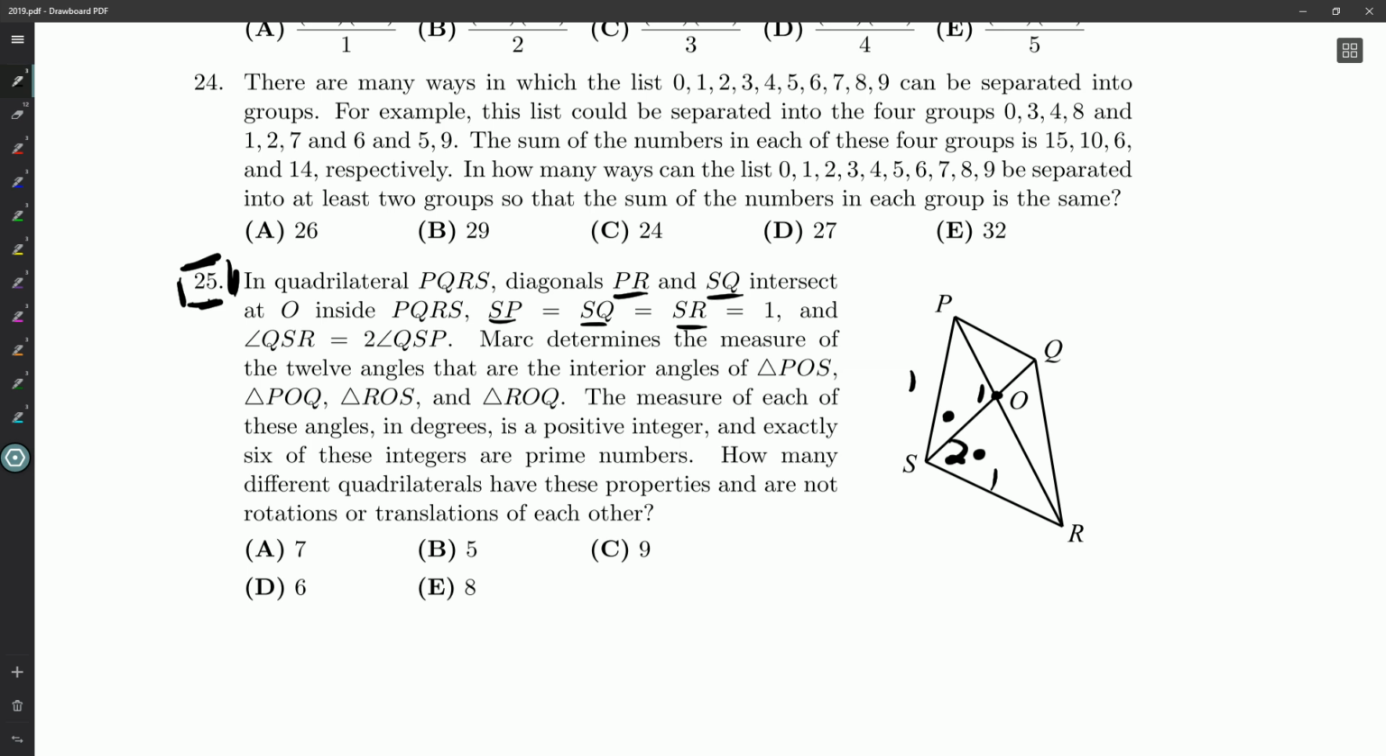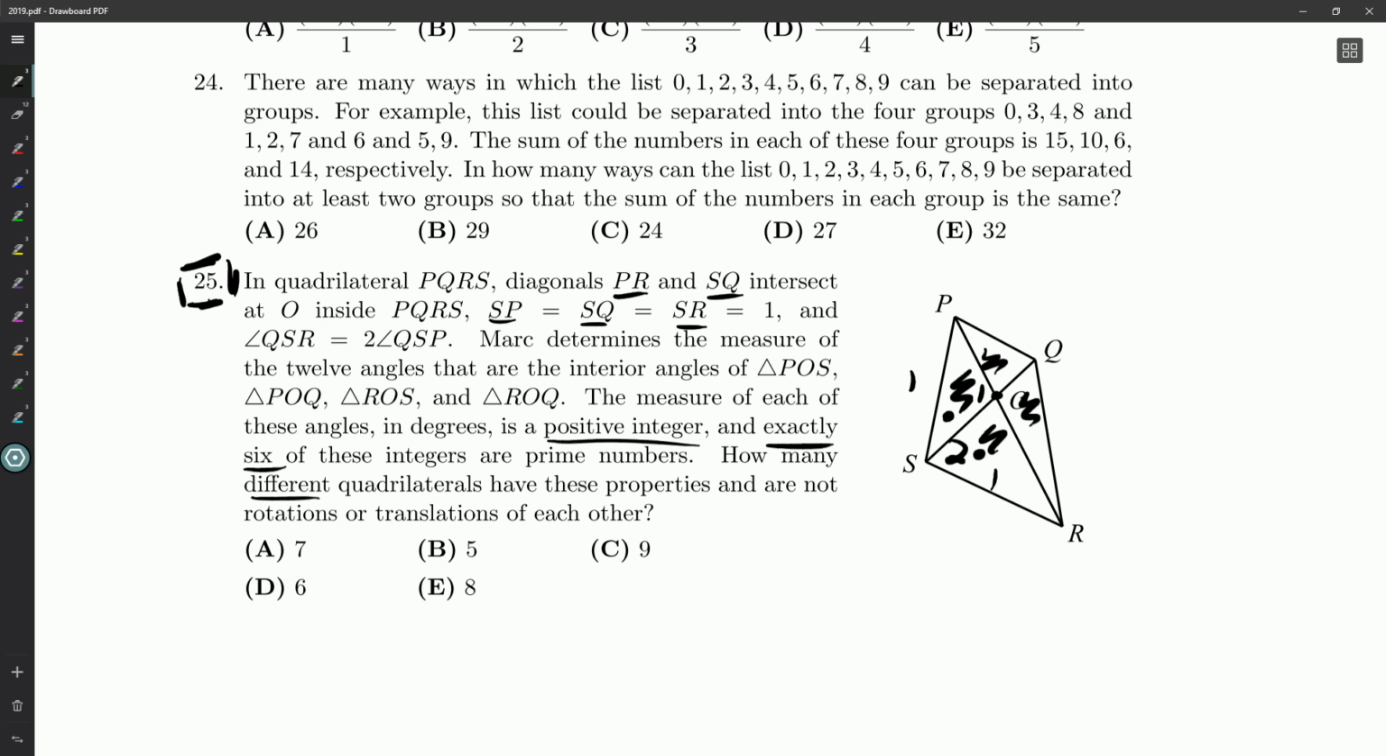Mark determines the measure of the 12 angles that are the interior angles of each of these triangles, all the ones involving O. The measure of each of these angles in degrees is a positive integer. Okay, no fractions, no irrationals, nothing. That's fine. And exactly 6 of them are prime numbers. Well, that's interesting. You don't really see prime numbers in geometry a whole lot. That's just angles, I guess. How many different quadrilaterals have these properties and are not rotations or translations of each other?